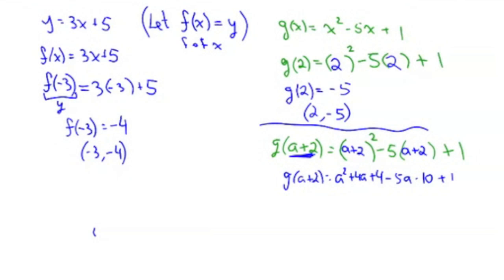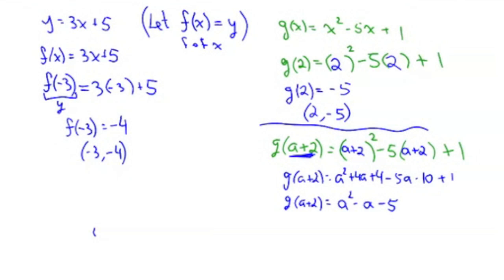Did I do that right? Yeah. Distribute the negative, and then combine like terms. g of a plus 2 is equal to a squared minus a minus 5. Don't forget the plus 1.